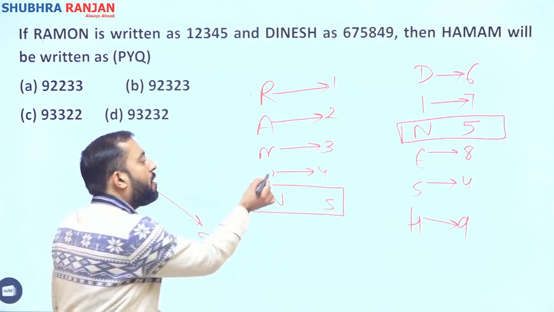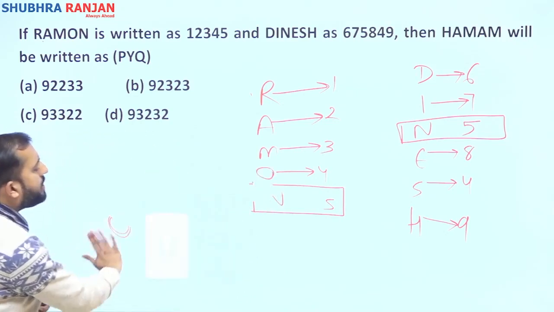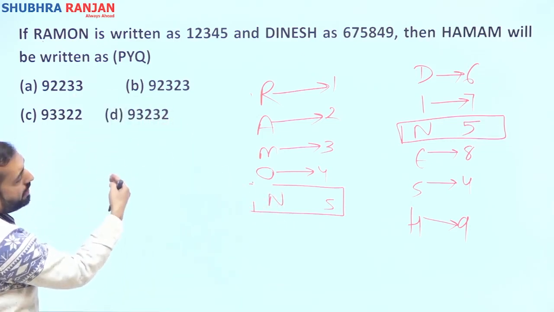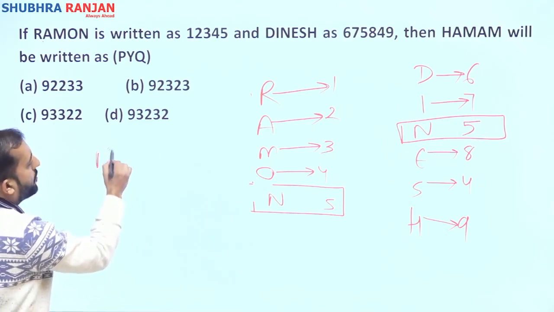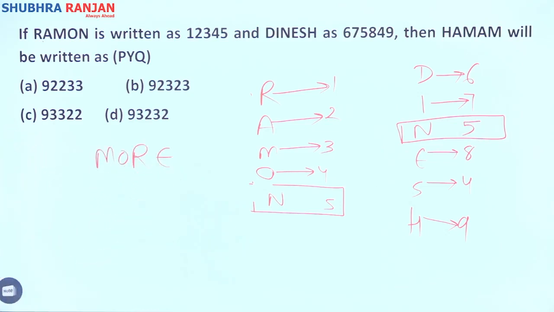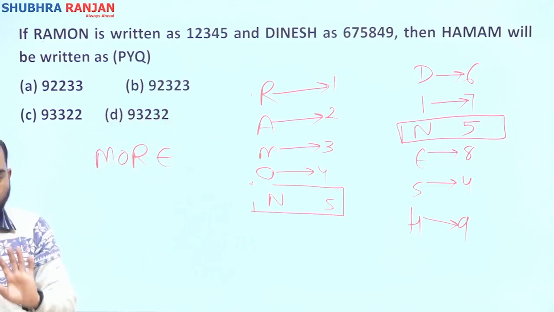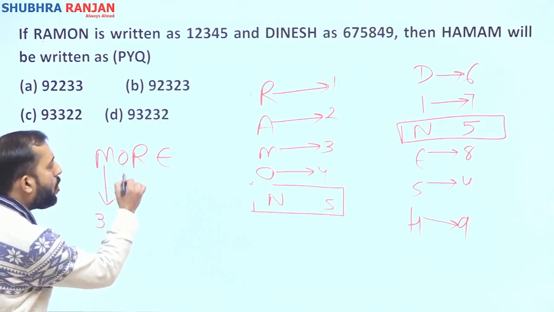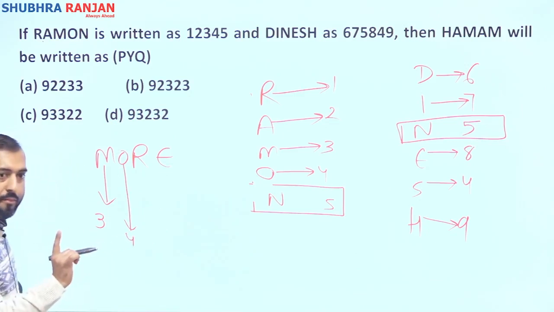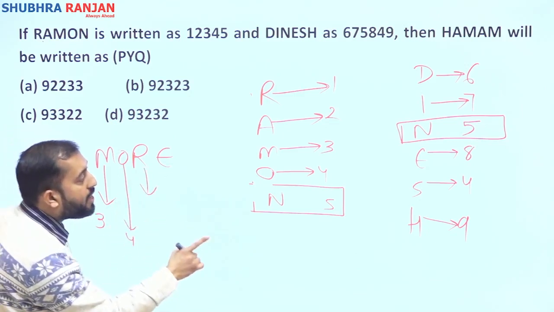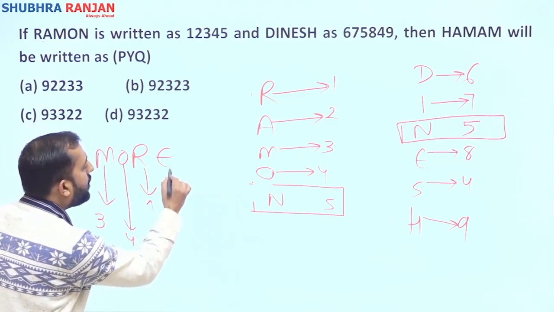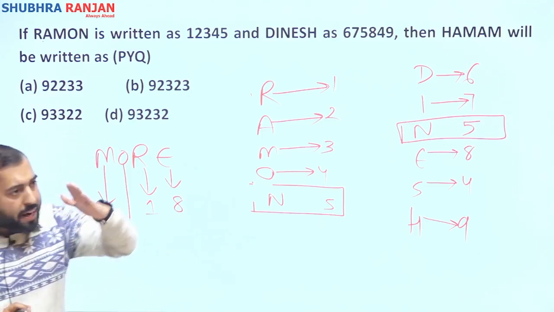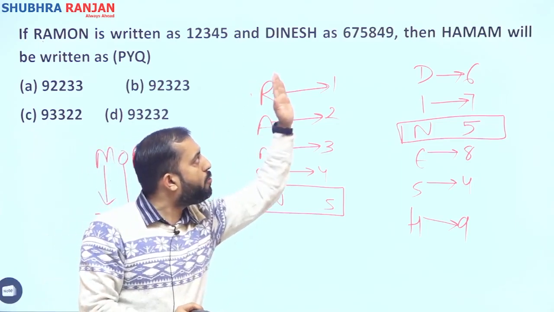So it's not like, now listen, if examiner is interested in the code of, rather than Hamam, suppose examiner wants the code of, let's say, Moor. For this very problem, examiner wants the code for Moor. Then you can replace M directly with 3. For O, you can use 4 again, right? For R, you can use 1 again, and for E, you can use 8 again. Done. This is the forward wise. Keep one thing in your mind, you have to move from coded word to the original word.